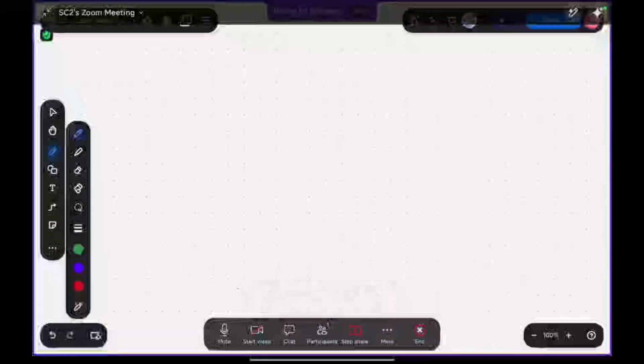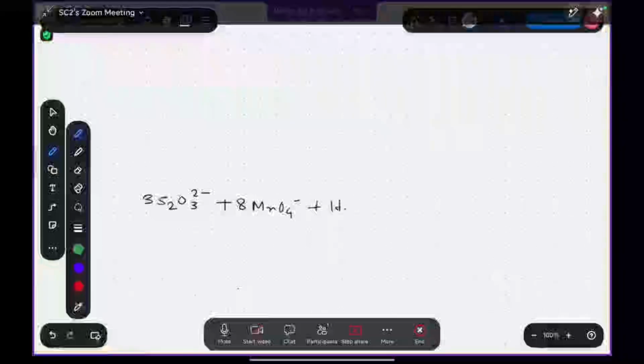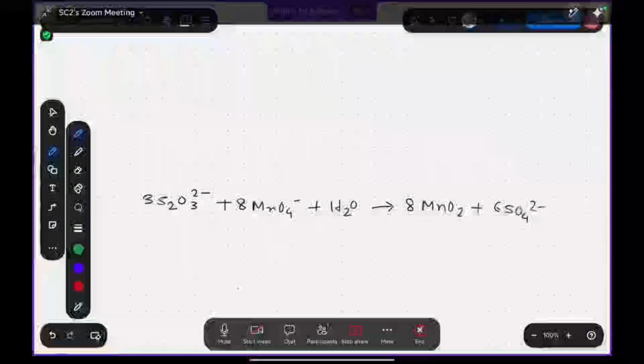Okay, so let's start the sum now. The question is given, you need to balance it. The balanced reaction is something like this: 3 moles of the thiosulfate reacting with 8 moles of permanganate plus H2O gives 8 MnO2 plus 6 SO4 2 minus plus 2 OH minus. This is the overall balanced reaction.